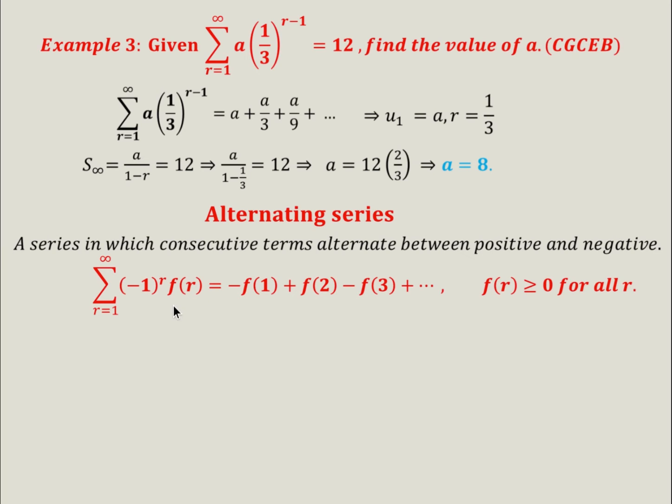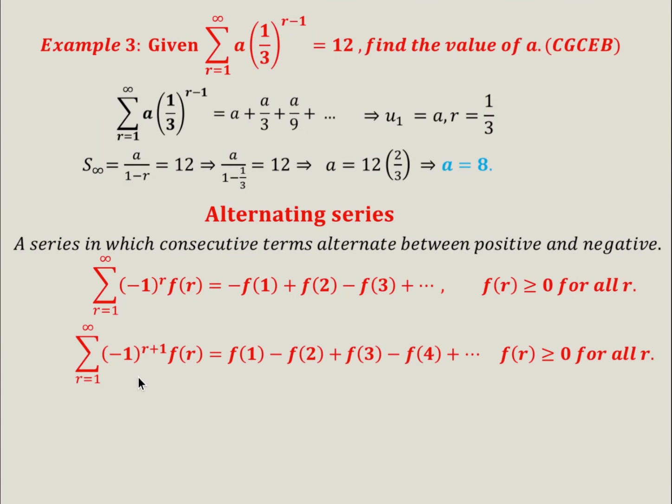So in this series, if we generate the terms, we have the first term when r equals 1, we have negative 1 to the 1 of f of 1, which would simply give negative f of 1. When r equals 2, we have negative 1 to the 2, which gives 1 times f of 2, which should give f of 2. So what we notice is that when r is an odd number, the term is negative, and when r is an even number, the term is positive.